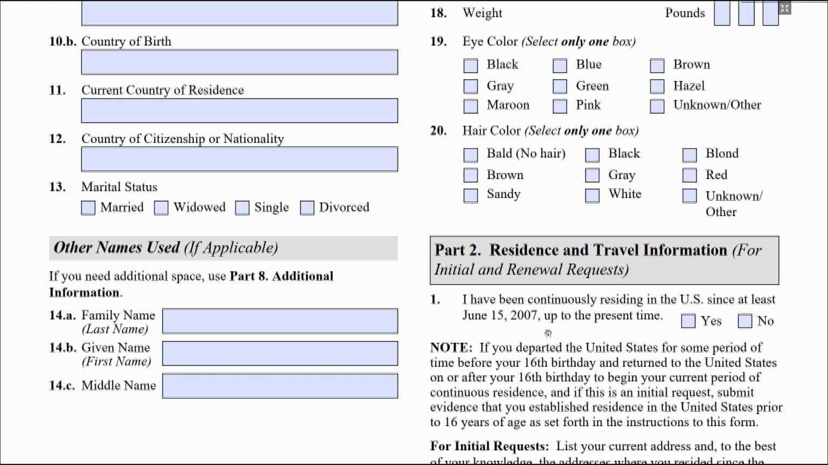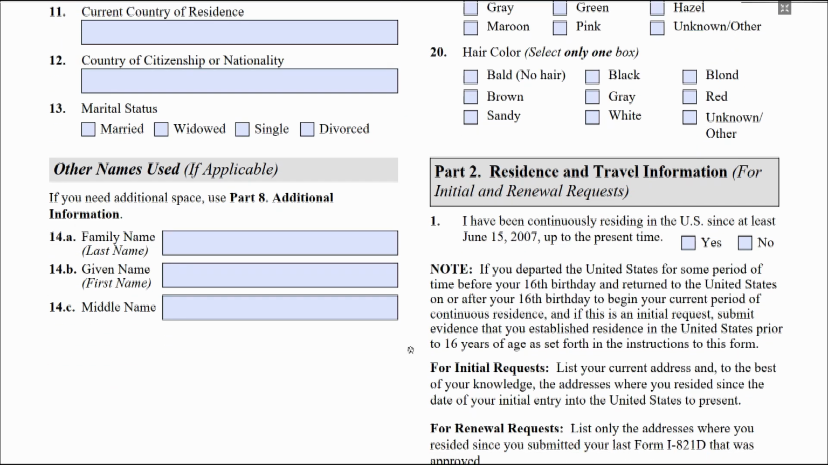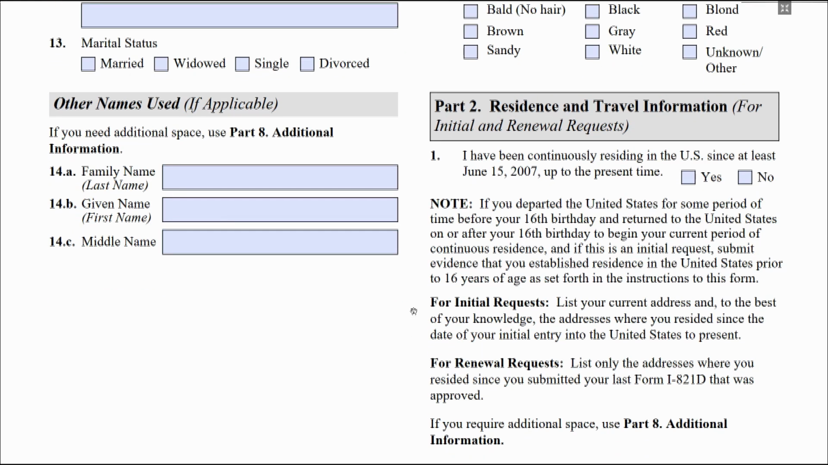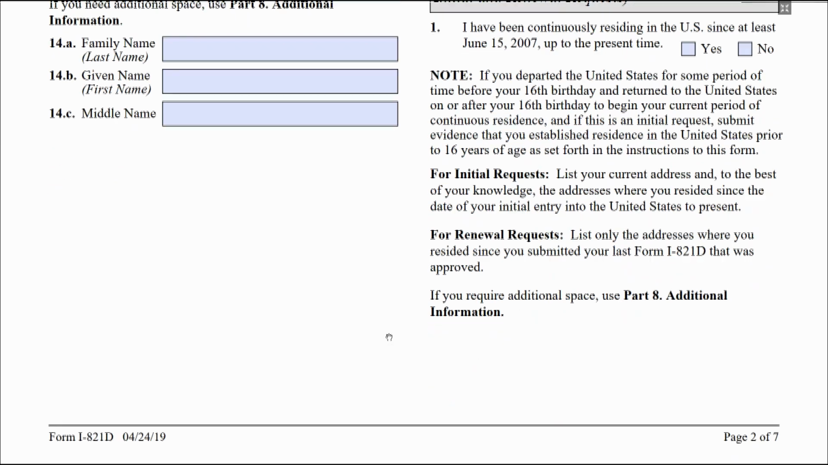The next question: have you continuously been residing in the U.S. since at least June 15, 2007? Oftentimes it's yes. If it's no for you, I would definitely speak with an immigration attorney just because it may impact you. But for an overwhelming majority of the people, it's going to be yes.